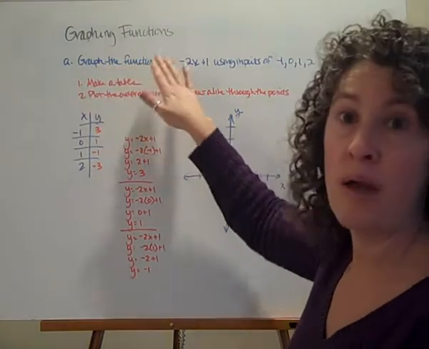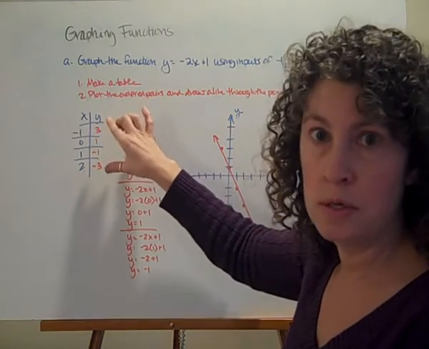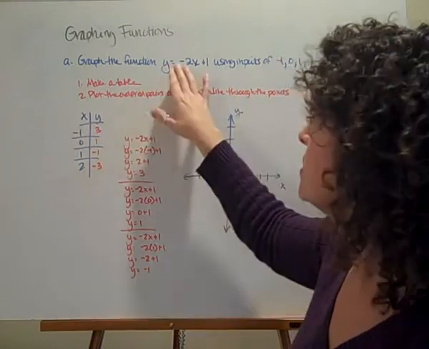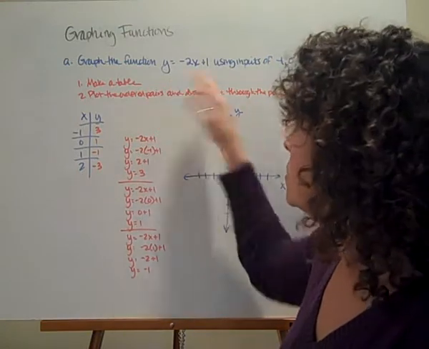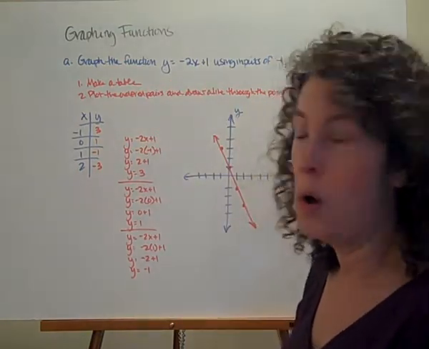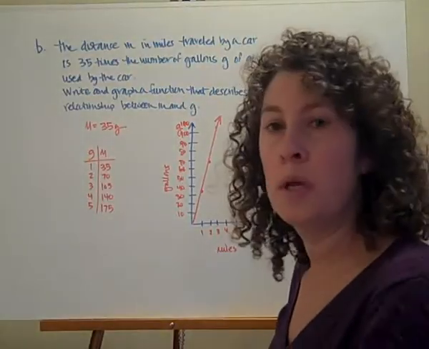So remember, they're asking you to graph the function. They're not asking you to graph only these ordered pairs. They want to see all of the ordered pairs that make this one true. There's an infinite amount of ordered pairs that make this equation true, so I need to draw the line to show all of them. Alright, let's take a look at another one in a word problem form.